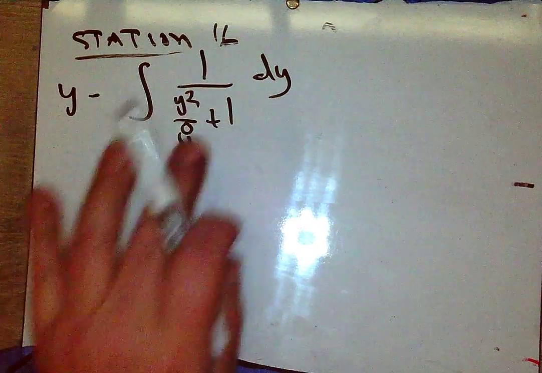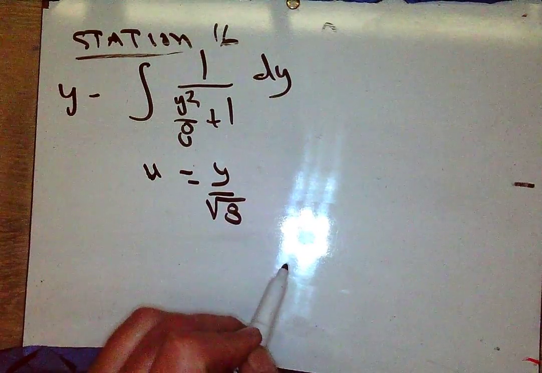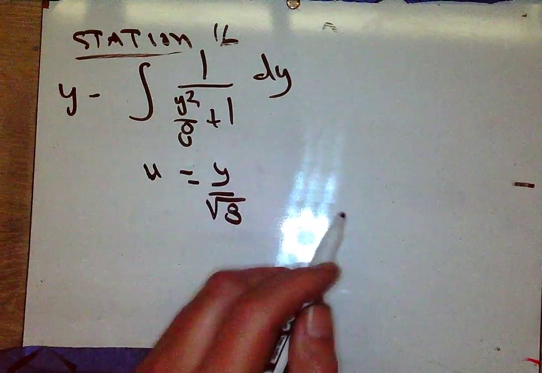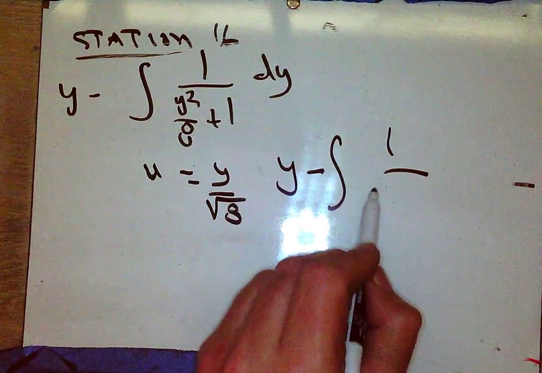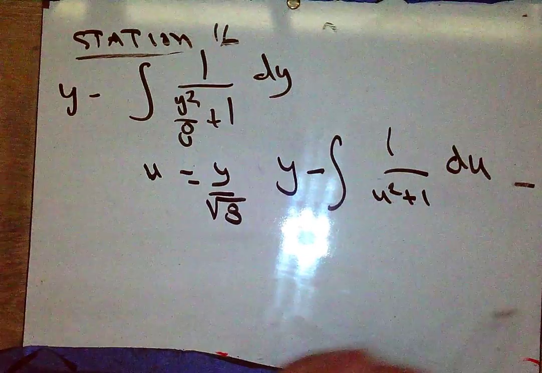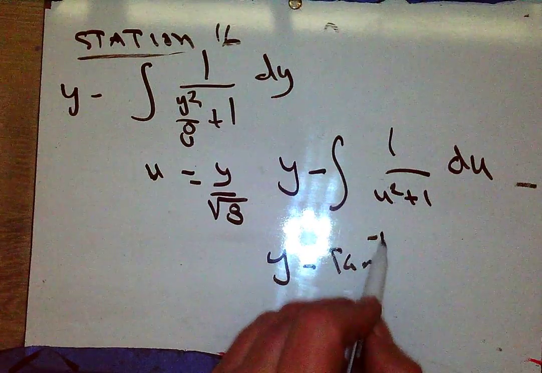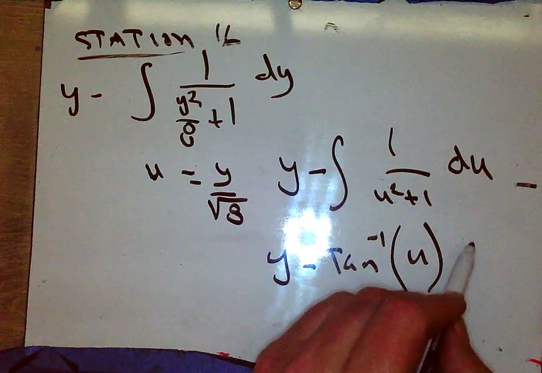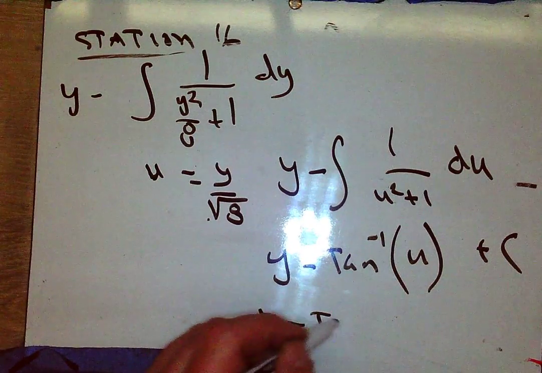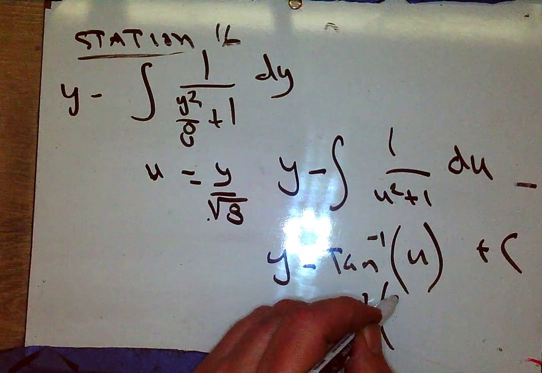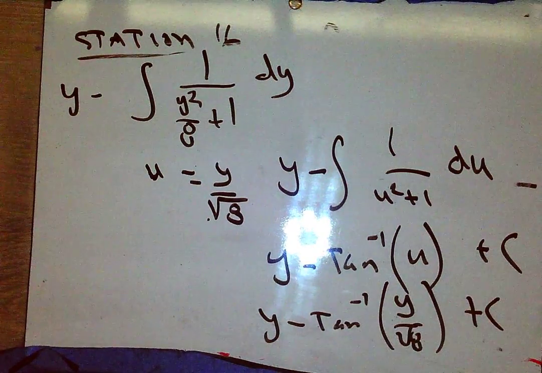Okay, now what about this? Well, if our u is y over the square root of 8, I can rewrite this integral then as y minus 1 over u squared plus 1 du. So y minus tangent inverse of u, and we know that u is this stuff, so y minus tangent inverse y over square root of 8. Don't forget the plus c.